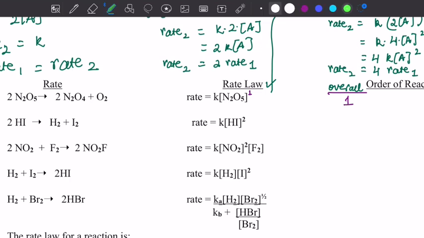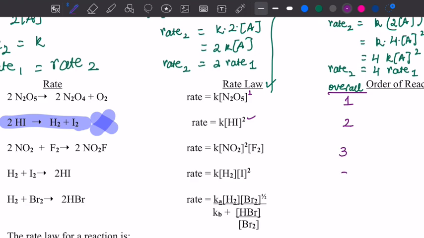You're given the rate law. You don't worry about whatever is in the balanced chemical equation. You only look at the rate law and the order is 2. So maybe you pause this video and figure out the orders of these reactions. I will write out the answers. Again, we are only looking at the overall order. Just a reminder, order can be fractional, order can be negative.